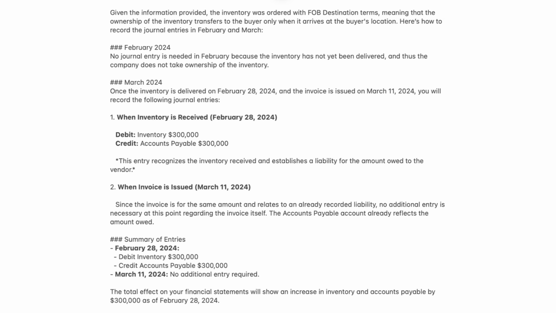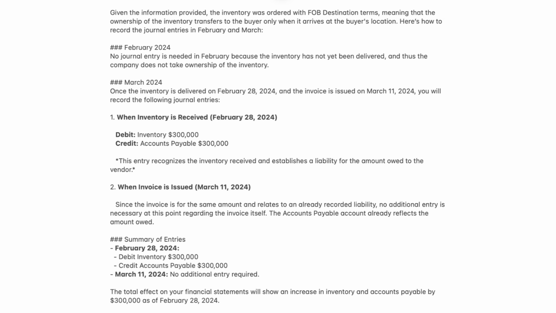March 2024. Once the inventory is delivered on February 28, 2024, and the invoice is issued on March 11, 2024, you will record the following journal entries. 1. When inventory is received, February 28, 2024. Debit. Inventory, $300,000. Credit. Accounts payable, $300,000. This entry recognizes the inventory received and establishes a liability for the amount owed to the vendor.